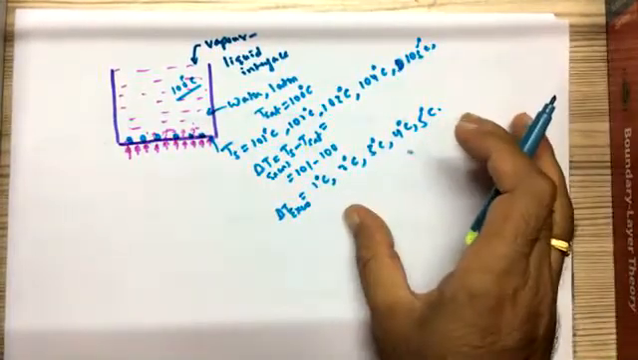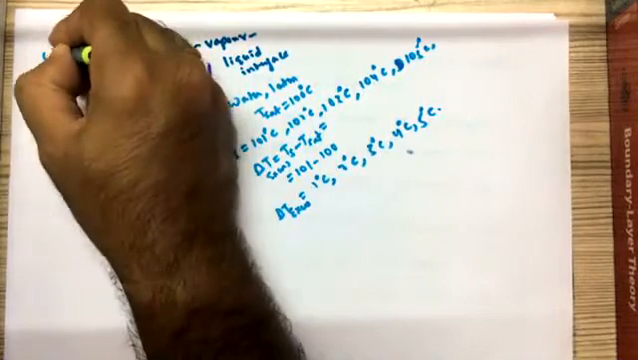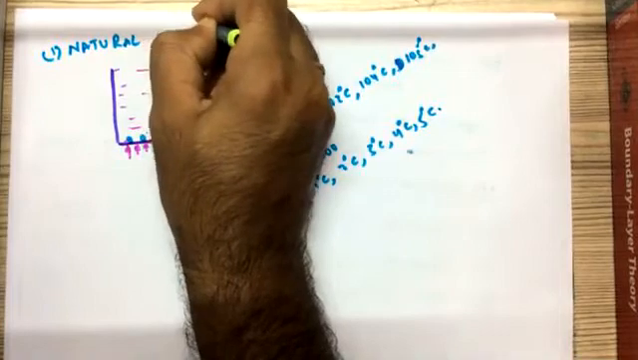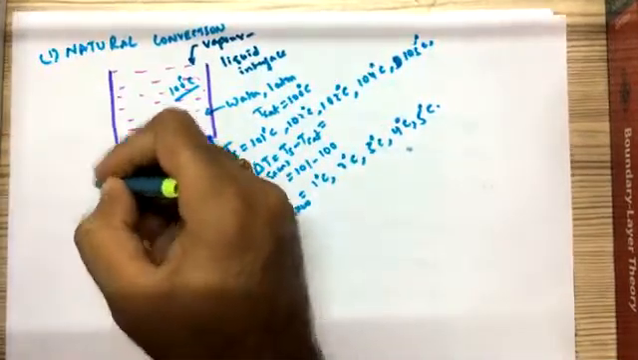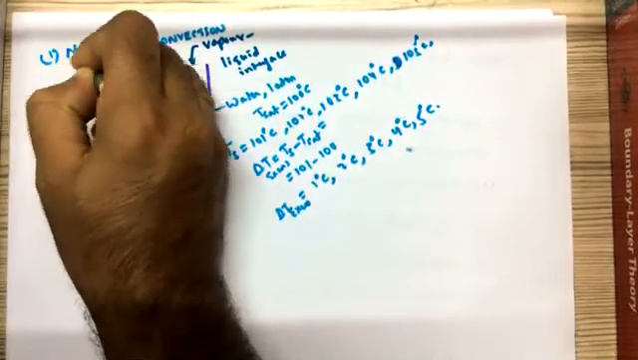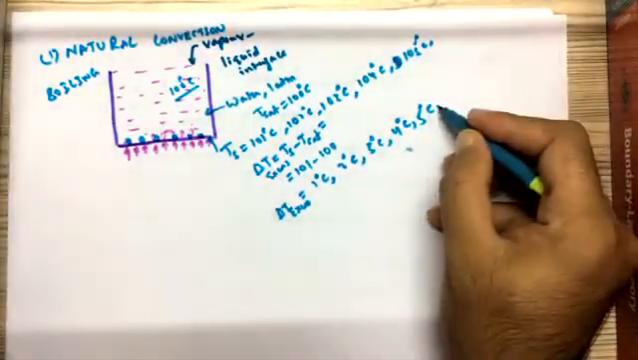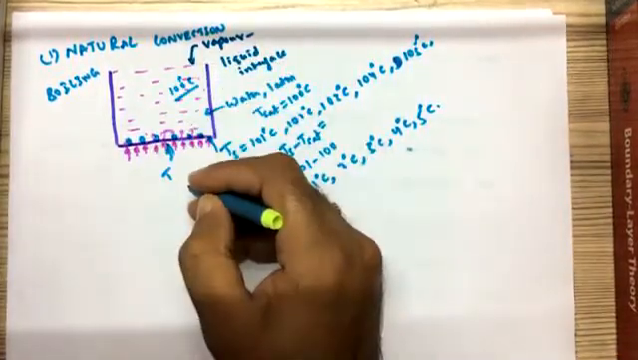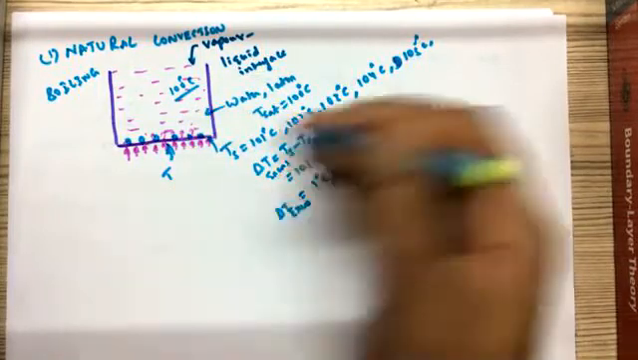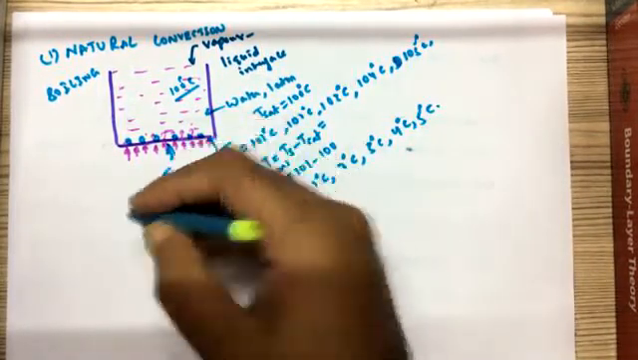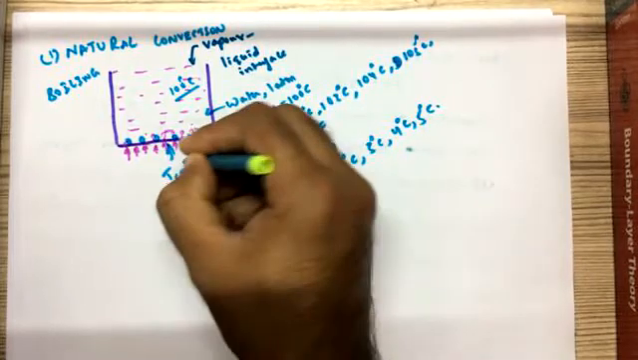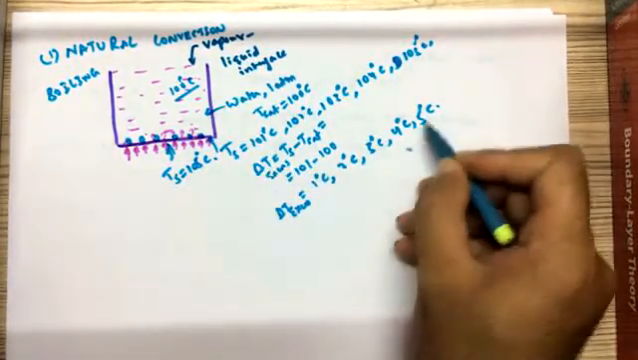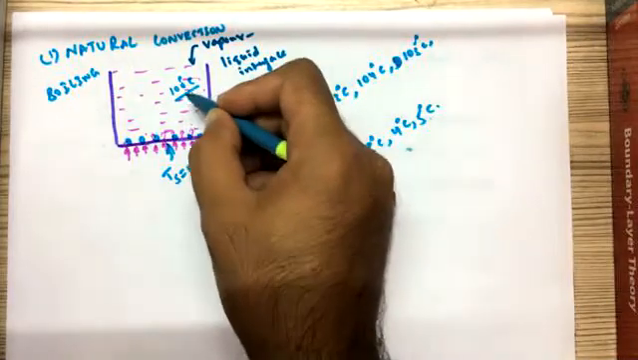So up to this particular point, let me write this: natural convection boiling. Okay, so up to this point, until the delta T is 5 degrees Celsius, if it is water at 1 atmospheric pressure, obviously T sat would be 100 degrees Celsius. So if delta T is 5 degrees Celsius, then T surface obviously should be 105 degrees Celsius.